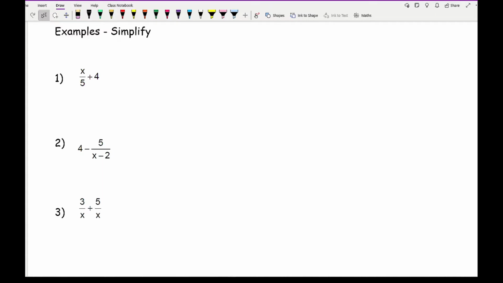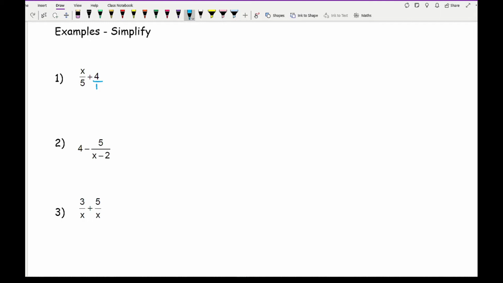So let's have a look at these first three examples. For the first one, as you can see, we've got an algebraic fraction being added to a whole number. Now for this, we want to convert it so that it is a fraction. So if you have got a whole number or a whole expression, just simply have it over 1 and you'll therefore have two fractions. And again, that also applies when you're subtracting as well.